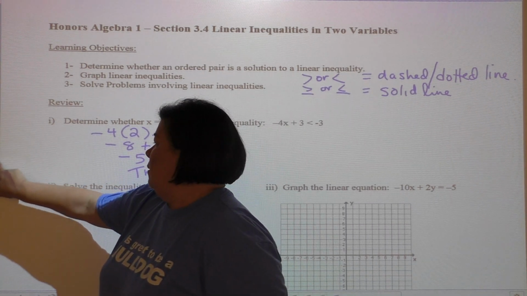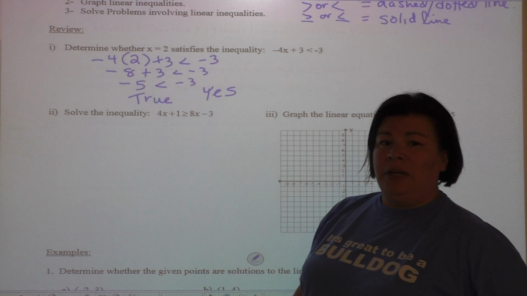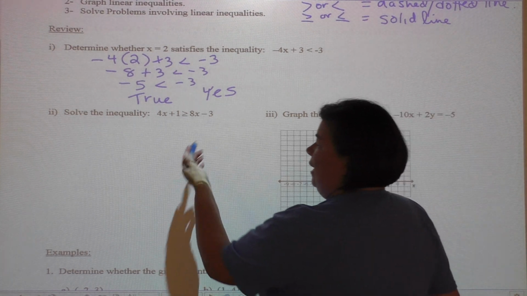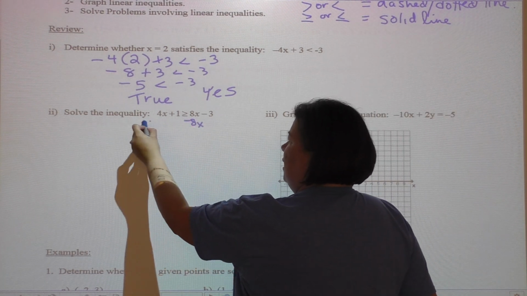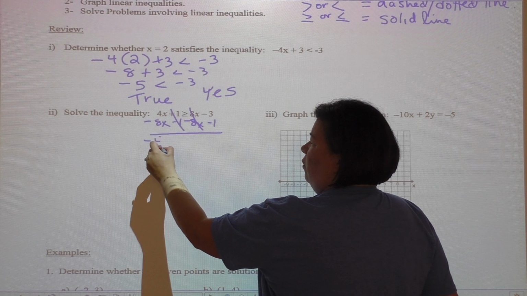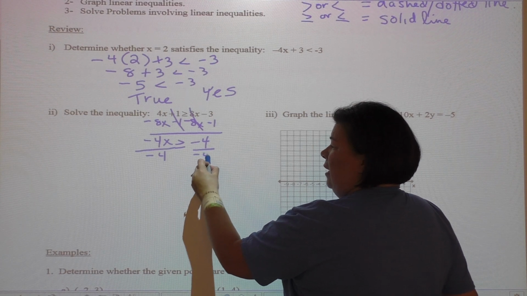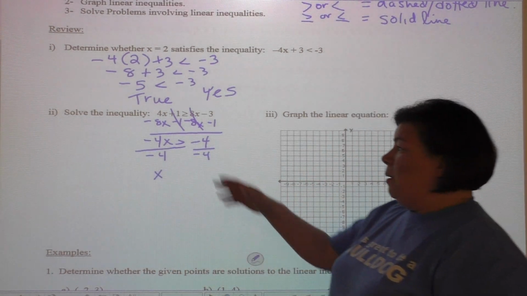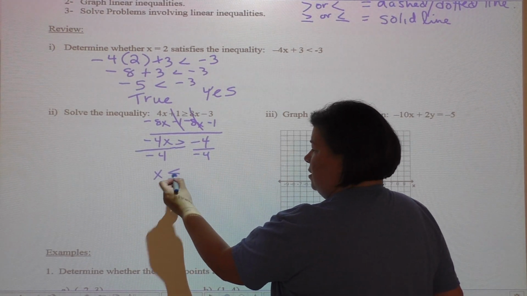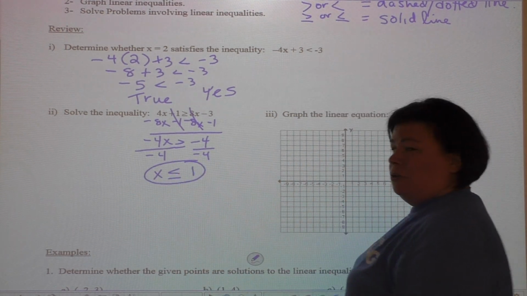All right. For these two also, if you want to go ahead and review this on your own, hit play. So assuming you did that already, solve the inequality. We're just going to simplify. If I subtract 8x from both sides and subtract 1, I know that I'm going to get -4x is greater than or equal to -4. Here I have to divide by -4, but that should warn you that because we're dividing by a negative, this inequality sign flips to less than or equal to +1. So there's our solution.